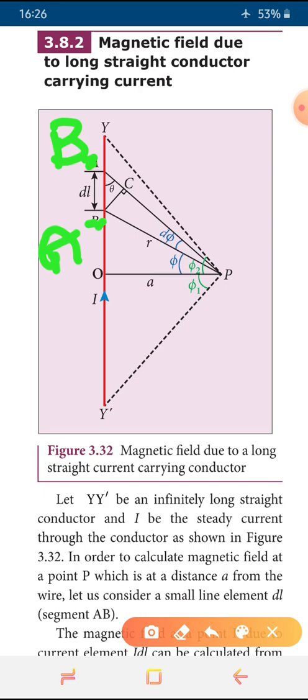And now there is an explanation for this figure 3.32. We have a current carrying conductor Y dash Y, carrying the current I, which is flowing from Y dash to Y. Then we choose the point O at the conductor midpoint, and from O we select the point P at a distance A.